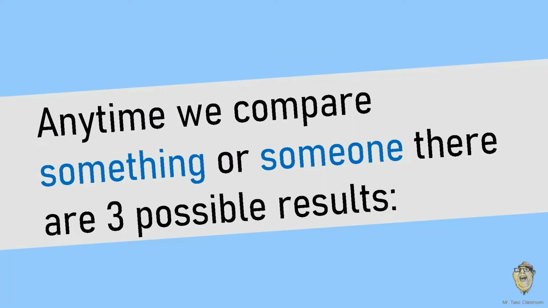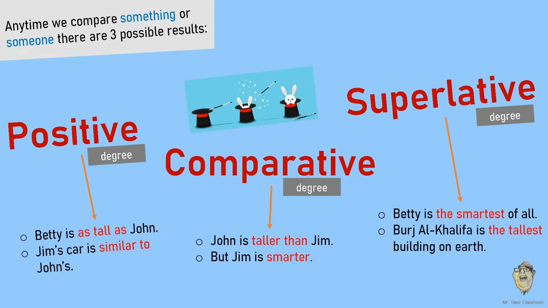Anytime we compare something or someone, there are 3 possible results. Positive degree, comparative degree, and superlative degree. Positive degree, such as Betty is as tall as John. Jim's car is similar to John's. Comparative degree, such as John is taller than Jim, but Jim is smarter. Then the superlative degree examples are Betty is the smartest of all. Burj Al Khalifa is the tallest building on earth.